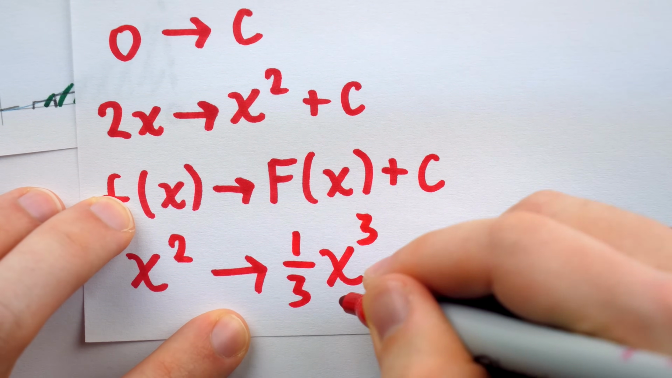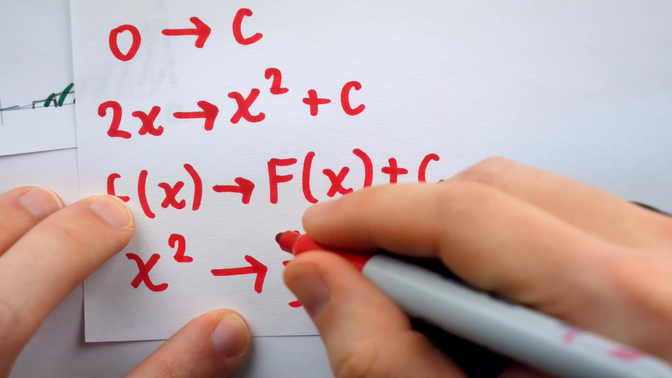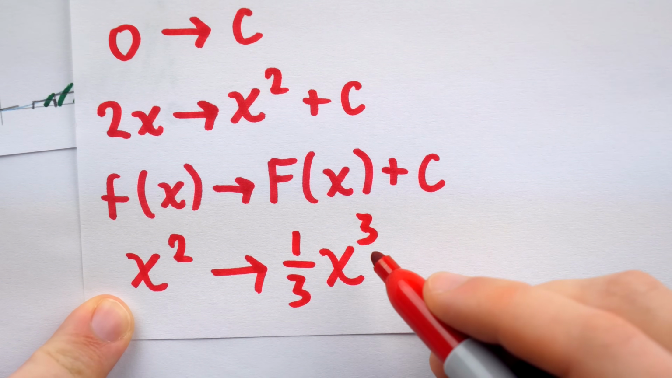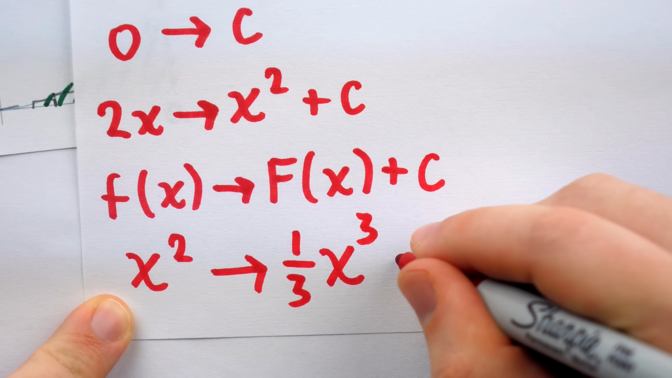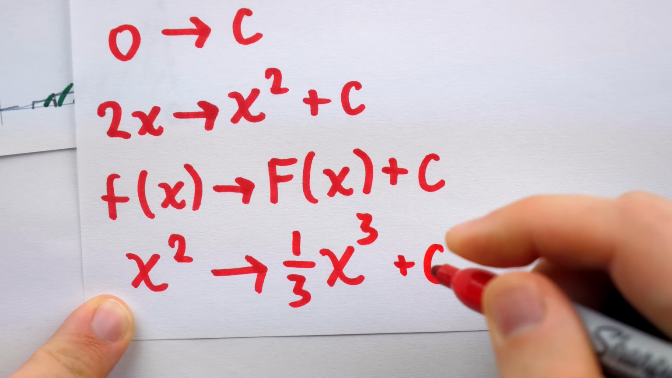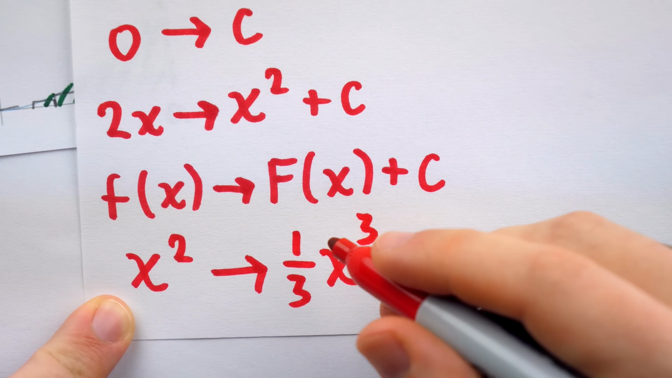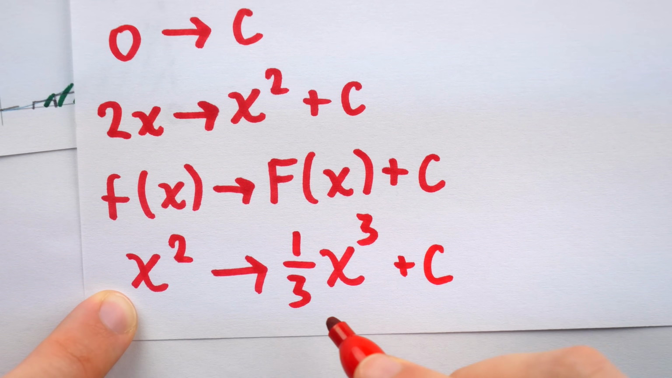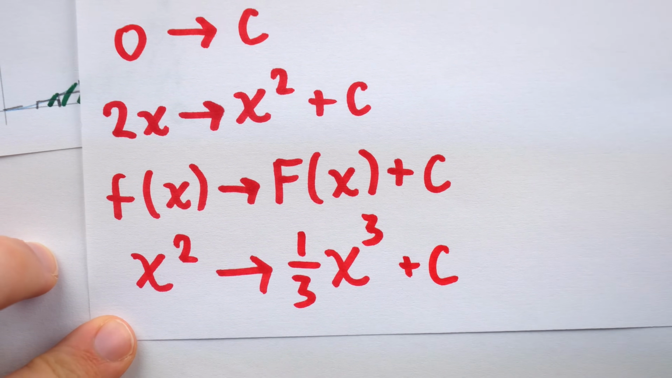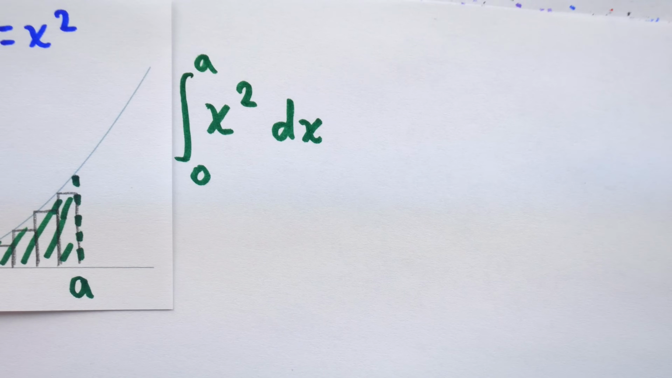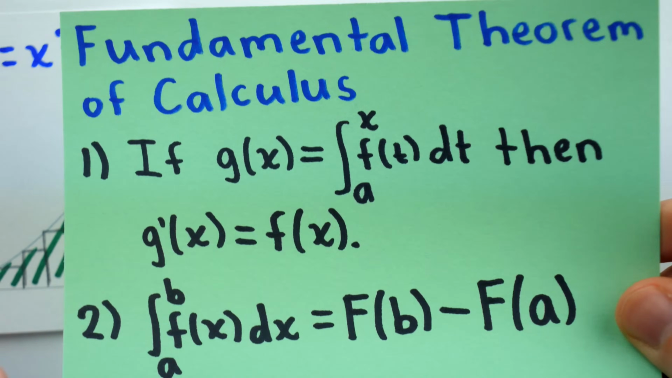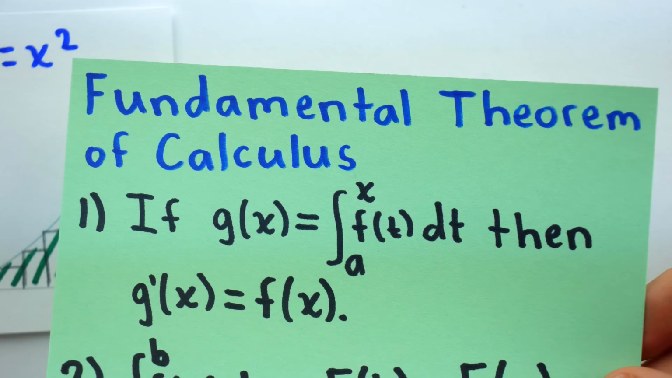If we take the derivative of 1/3 x cubed using the power rule, we get x squared. Now, this is a particular antiderivative of x squared. We could add plus c just to represent a general antiderivative. Any antiderivative of x squared has to look like this, 1/3 x cubed plus some constant. We could then use this antiderivative to evaluate this integral. And this should feel like a magic trick. Again, this is part 2 of the fundamental theorem of calculus we're using.